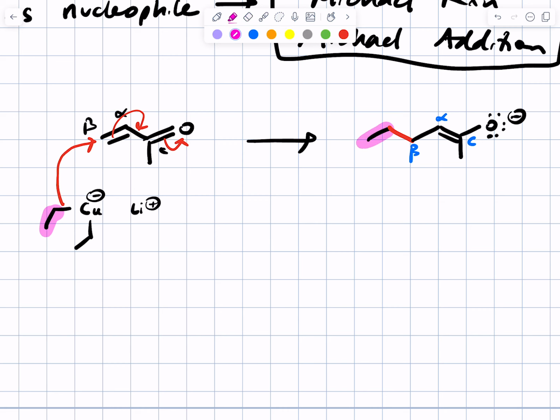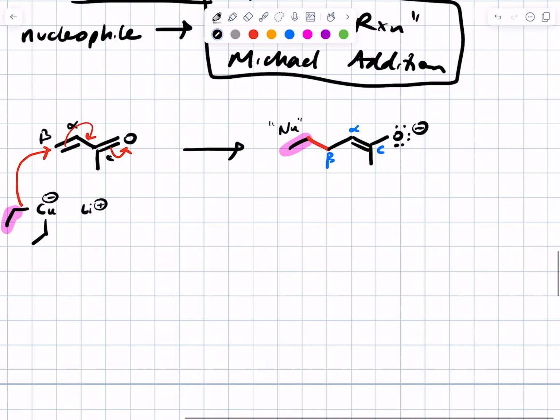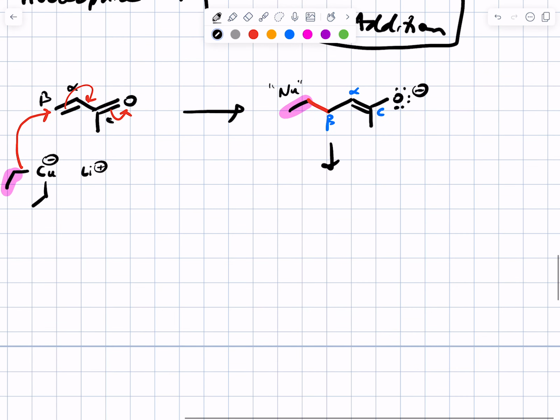So the idea here is that we have delivered what used to be a nucleophile, and it's now forming a bond to the beta carbon. And then after the Michael addition reaction, we protonate. In the chapter on cuprates, we said we probably protonate on the carbonyl oxygen first to get the enol, which eventually tautomerizes to its more stable keto form.